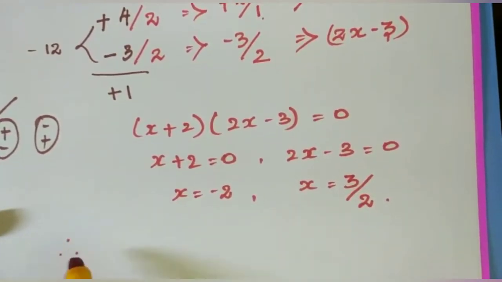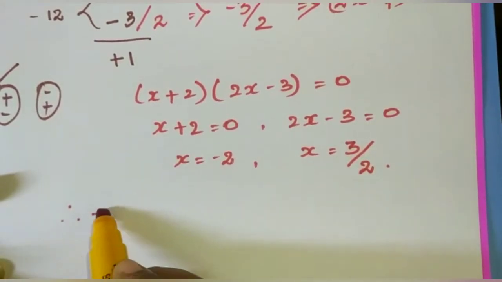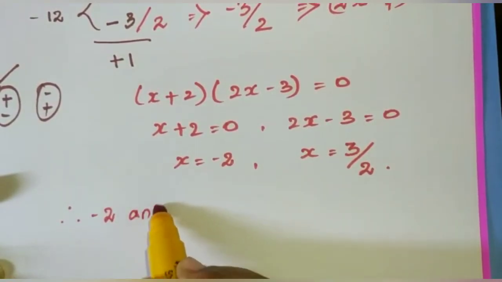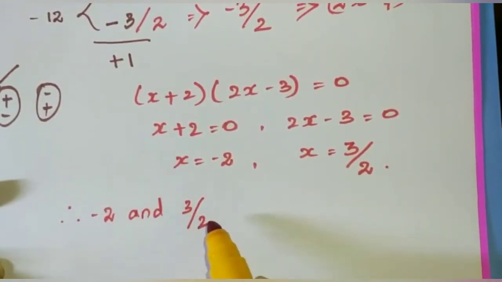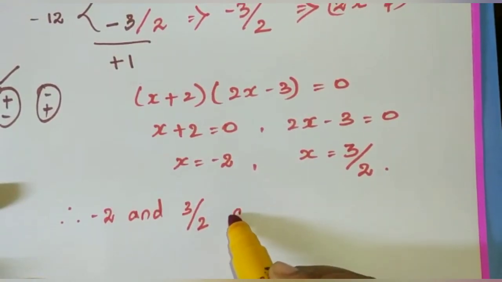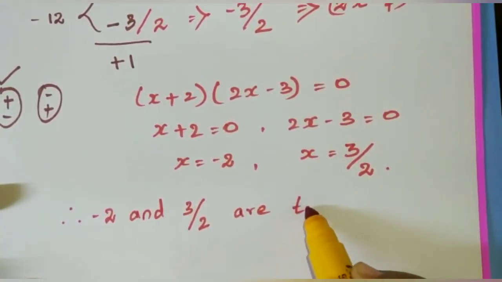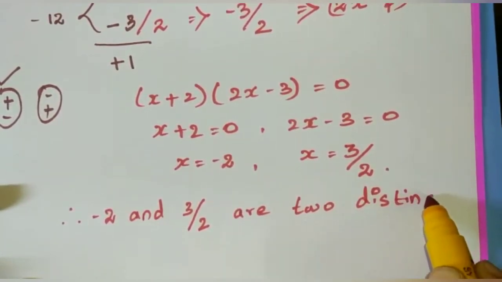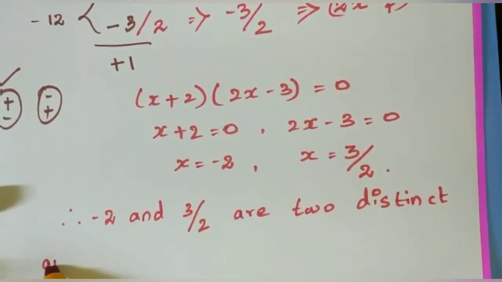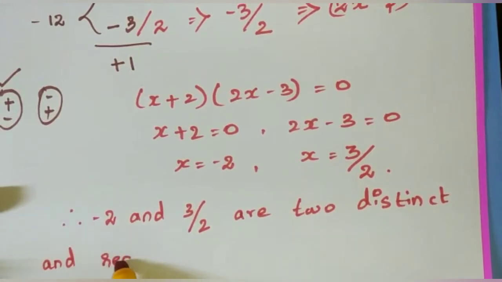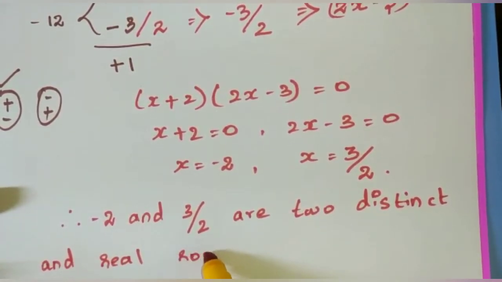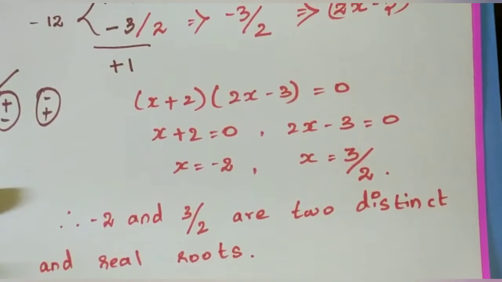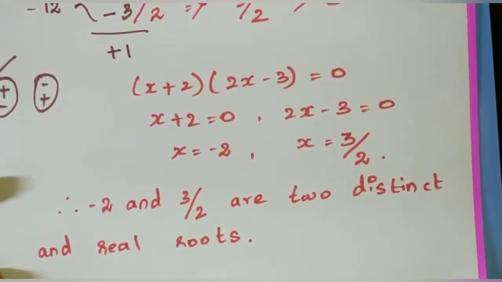Therefore, minus 2 and 3 by 2 are two distinct and real roots. Clear, all of you?